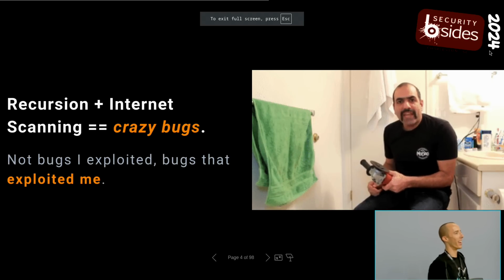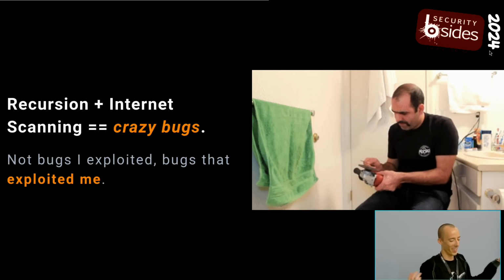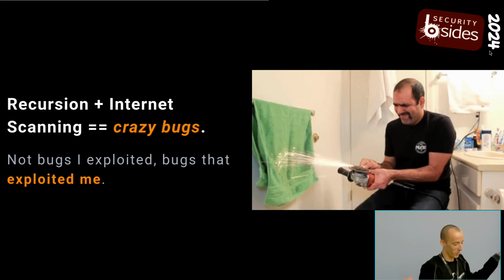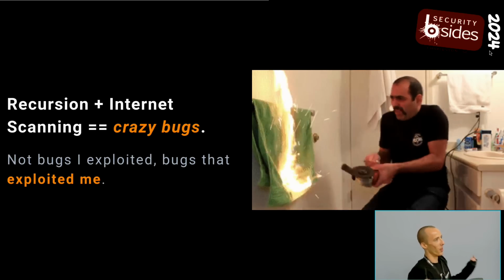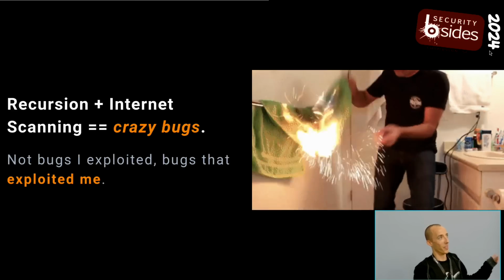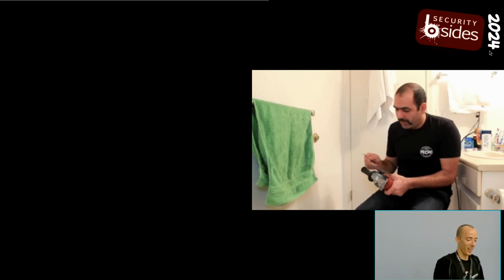All right. OK, so welcome to Recursion is a Harsh Mistress. This talk is about recursion and about scanning the internet, and how when you pair those things together, you get all kinds of crazy bugs. These are not bugs that I exploited. They're actually bugs that exploited me. But it's sort of a fun talk.